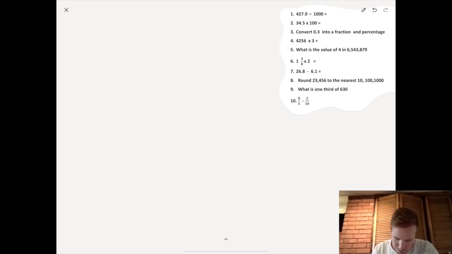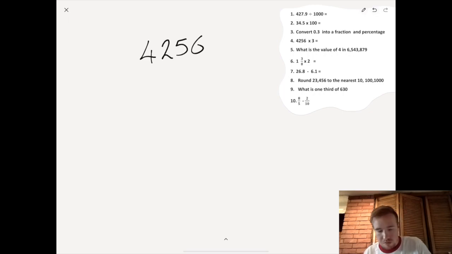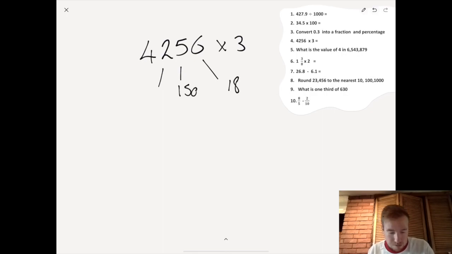4256 times 3. Again, you do that however you want to. You can use a formal written method, but I'm just going to use an informal bit of jotting. 6 times 3 is 18. 5 times 3 is 15. So 50 times 3 is 150, so that's 600. 4 times 3 is 12. 12,000.